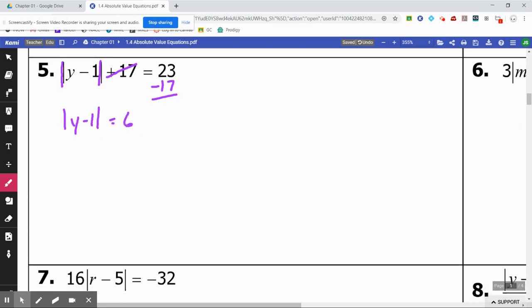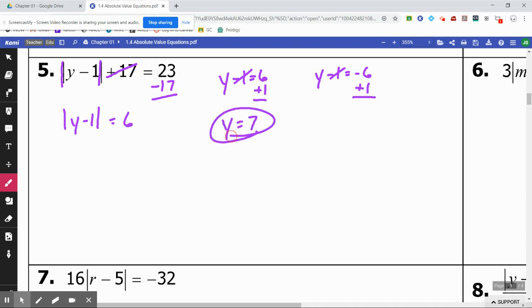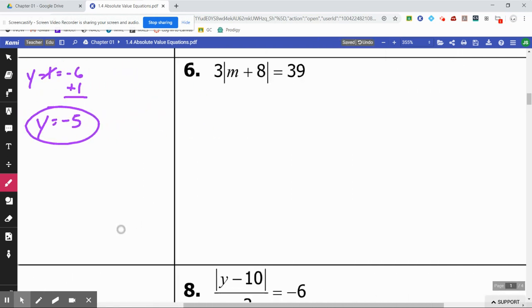Now you treat it just like you did the others. Y minus 1 could be 6, or y minus 1 could be -6. We now solve each of these equations by simply adding 1 to get rid of the -1, and you get that y is either equal to 7 or y is equal to -5. And you can plug these in and they will both work. Still don't need to check them, not on these.